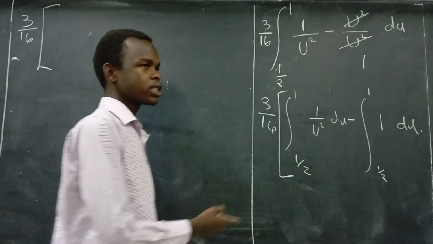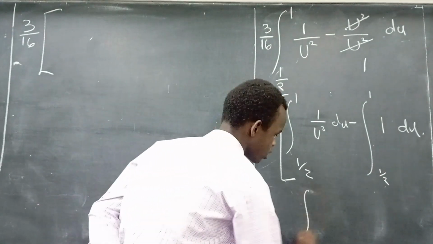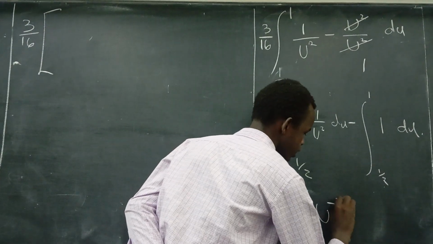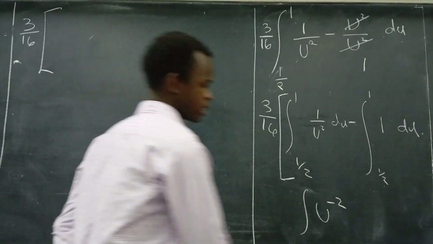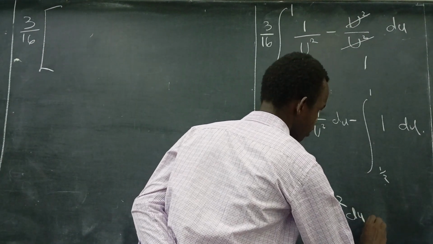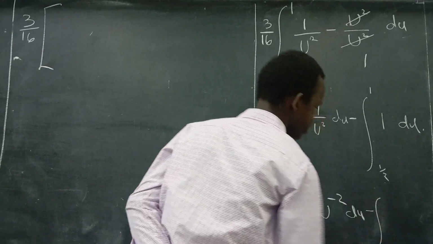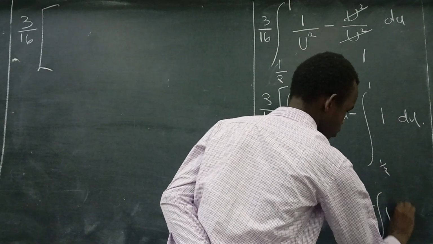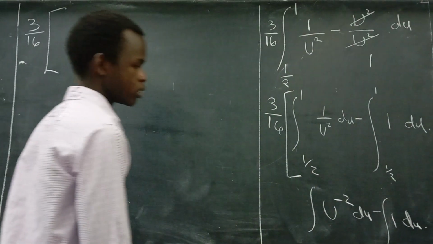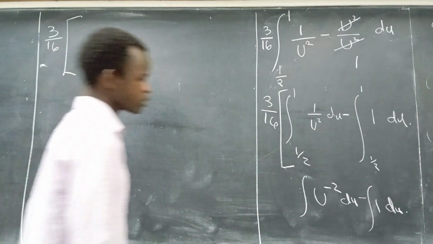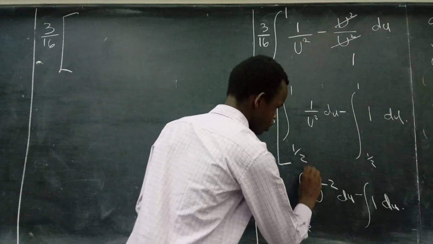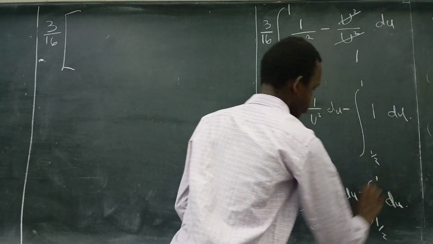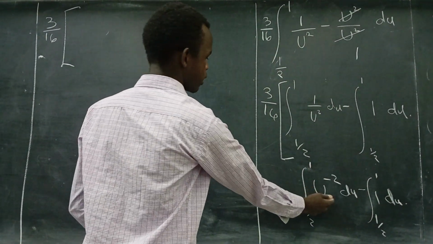I'll reciprocate this part, so I'll get the integral of u to the second, du, minus the integral. What's the integral of 1 with respect to u? It's just u. Okay? Don't forget the bounds. The bounds is from a half to 1. Okay? So what's our integral for this?